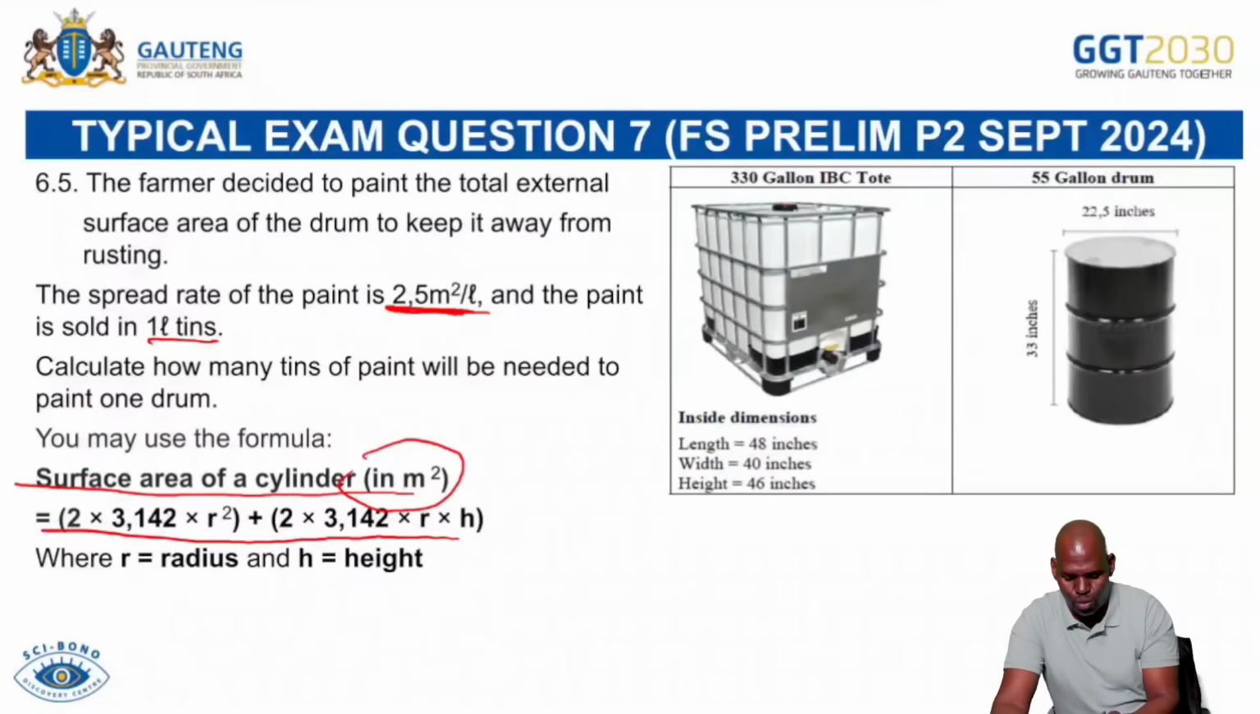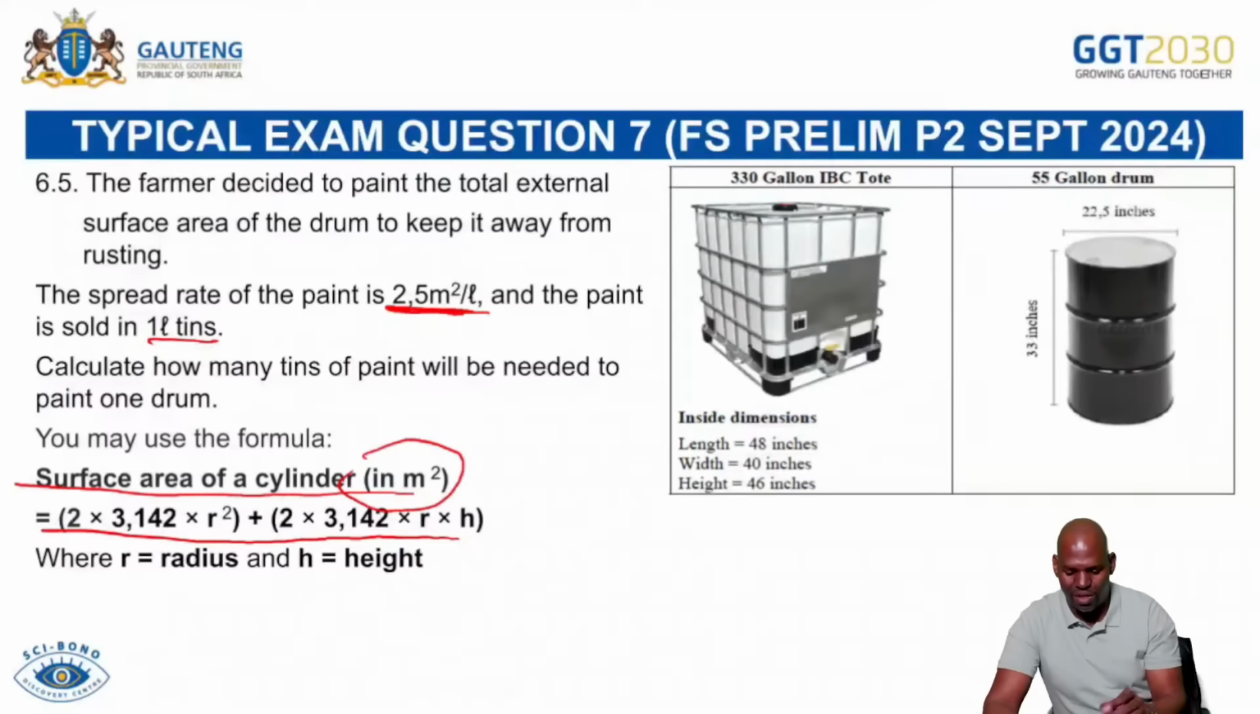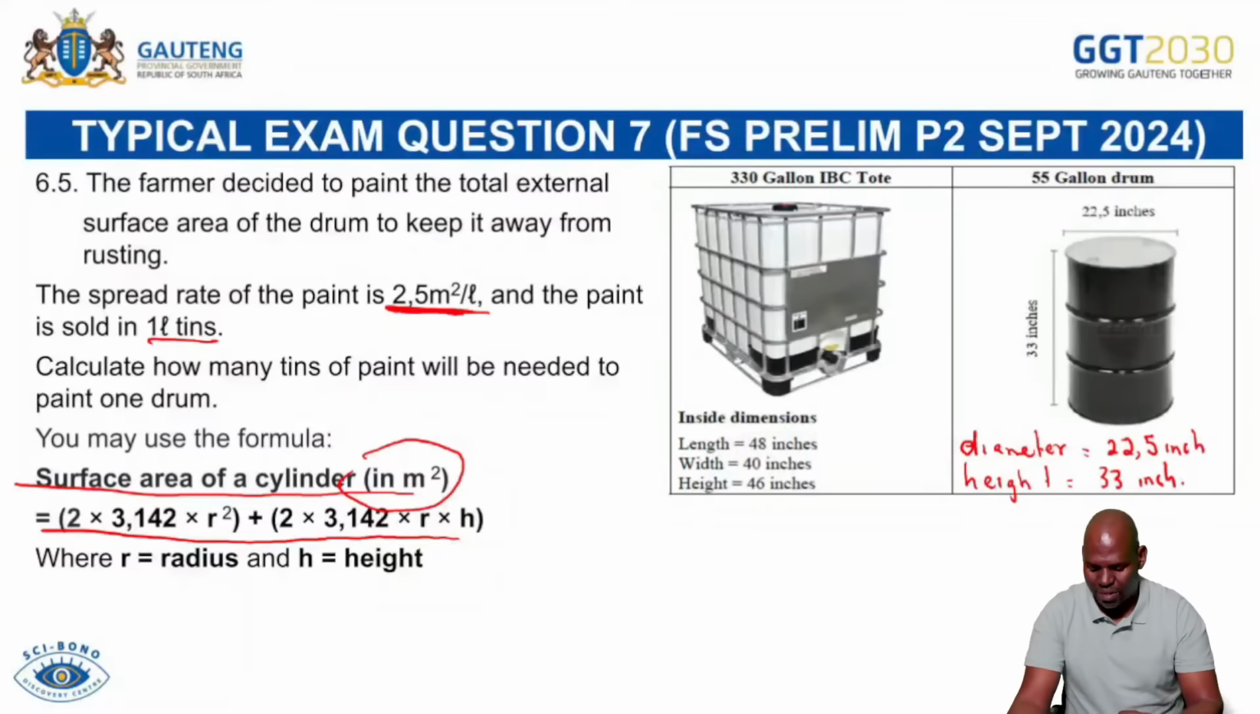Unfortunately, it must be in meters. But if you look, our dimensions are given in inches, so we need to convert this quickly. First thing, we've got a diameter. Our diameter is given as 22.5 inches, and the height is given as 33 inches. In order to make it easier for us, when we substitute these values in that formula, we must substitute them while they are in meters. So we must first convert this to meters so that we can substitute.